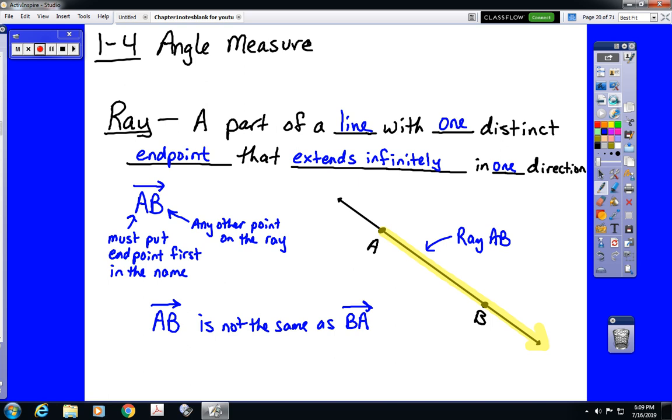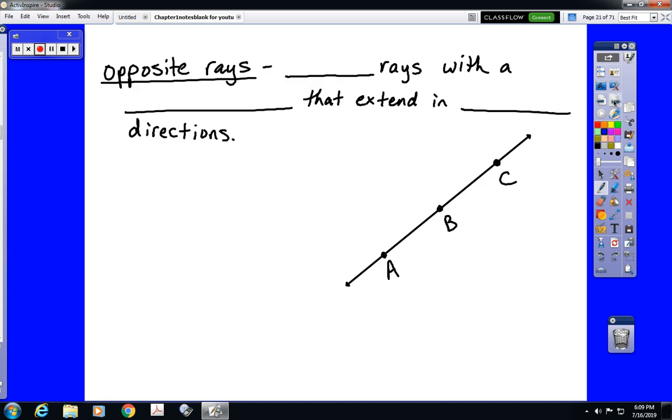Moving on, we have a set of rays that we need to give a term to, and that is the idea of opposite rays. Opposite rays are collinear rays with a common endpoint that extend in opposite directions. That E is bothering me a little bit, so I'm going to fix it before we move on here. So we have a common endpoint, and we extend in opposite directions.